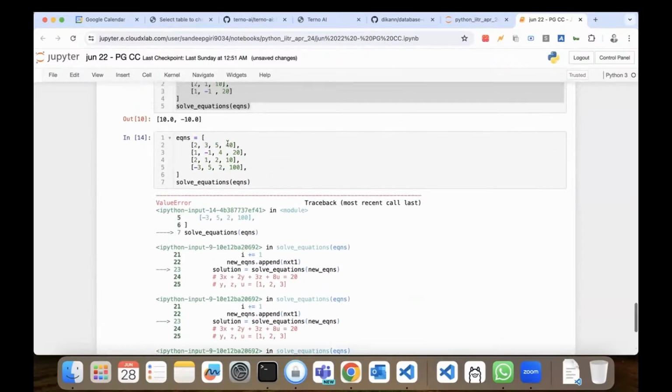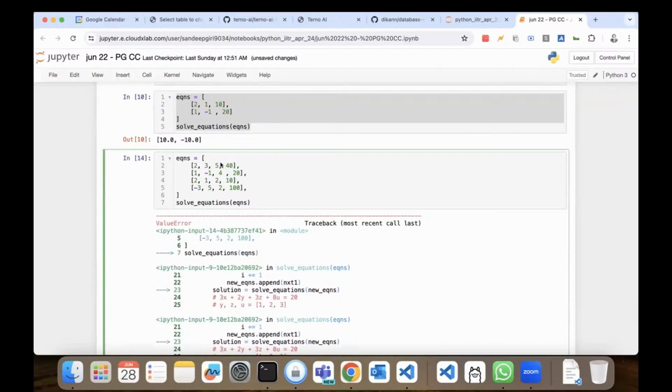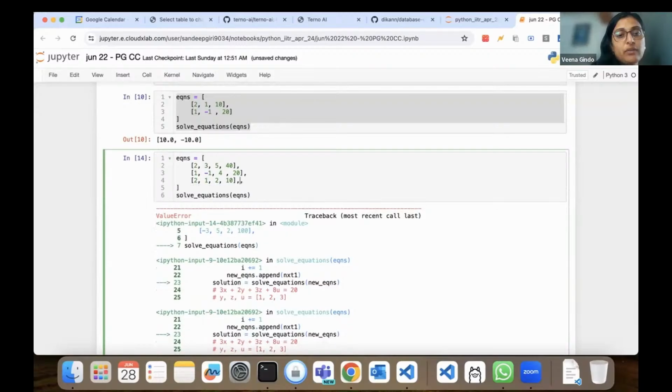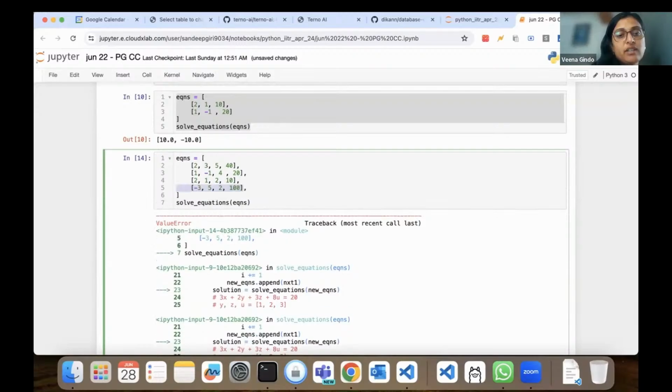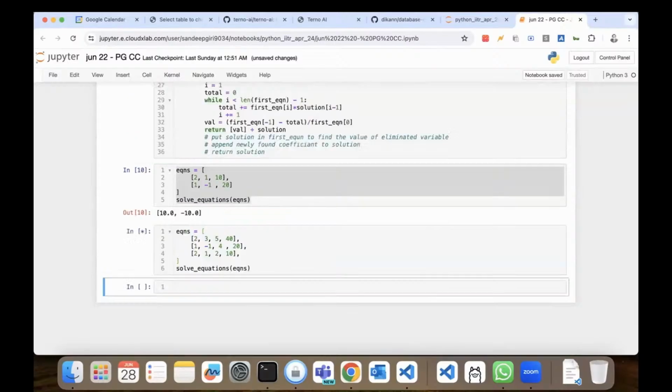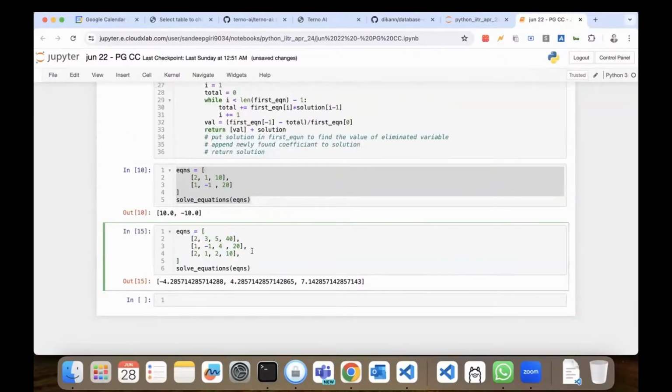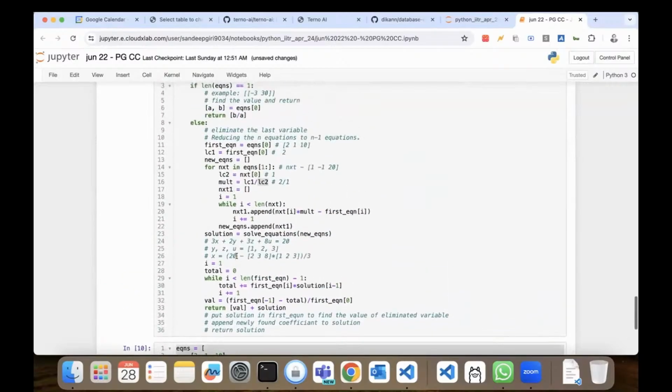Why does it say not enough values to unpack? There's this 4 equation. We need 5 coordinates then, right? We have 1, 2, 3. Yeah, this is it. Yeah, it solved some, it gave some answer. Okay, so it does work. There is a bug in the code that we got to rectify.